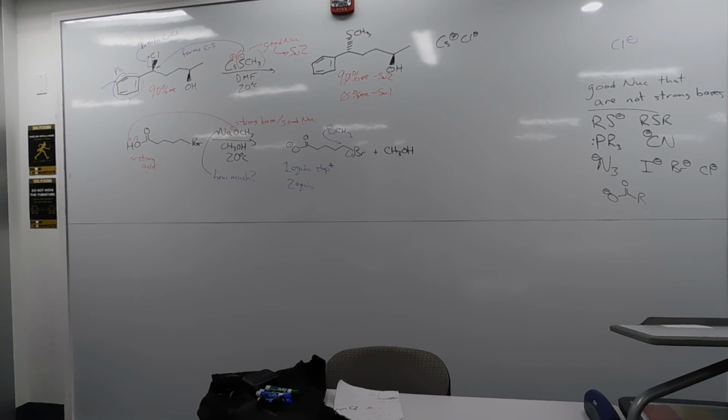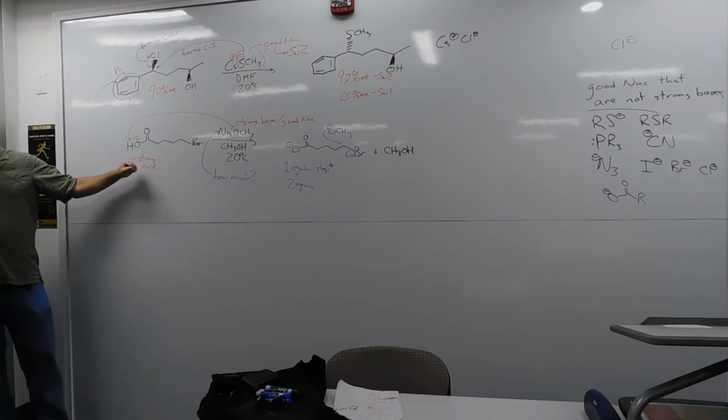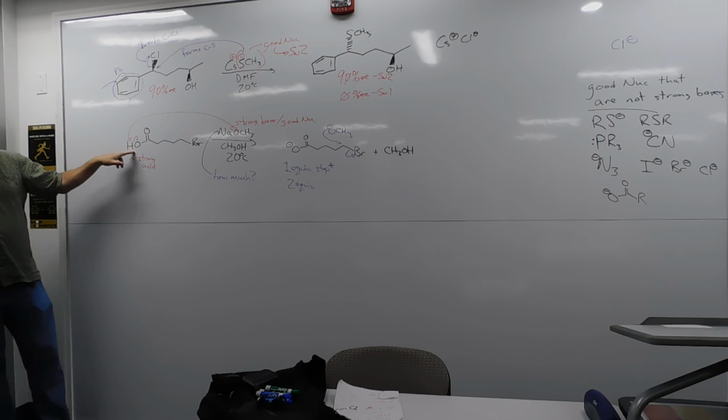So there's an acid-base reaction because it's a strong base and a strong acid. Hydroxide is a strong acid because it's an alcohol right there. That's not a hydroxide, that's a carboxylic acid. Okay. Yeah.